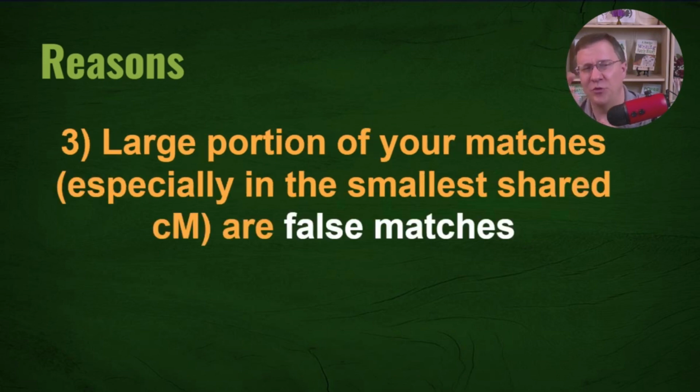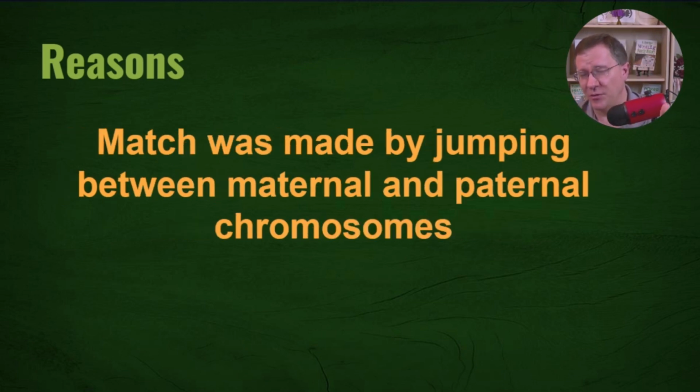All right, so the third reason then is there's a large portion of your matches that are false matches. And I've done videos on this. Now, this is especially the case when we're talking about the smallest amount of shared centimorgans. So when you're looking at 10 centimorgans and less, the number of false matches increases exponentially. Now, how are these false matches made? You can go watch the video, but here's just a couple of ways.